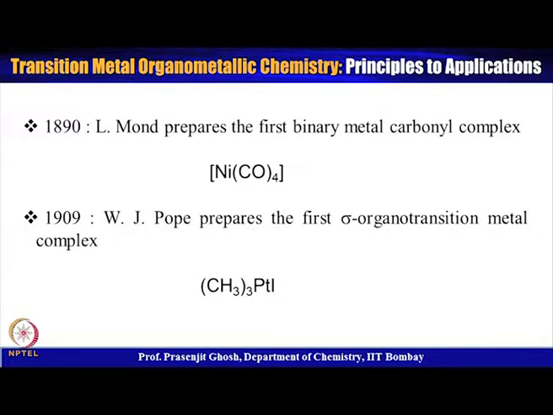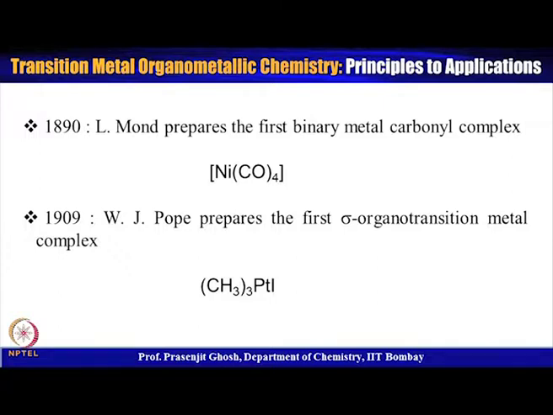In 1890, Mond prepared the first binary metal carbonyl compound in the form of nickel tetracarbonyl. This compound is very toxic and has to be handled with care. This discovery led to the formation of a big chemical company which later came to be known as ICI. In 1909, W. J. Pope prepared the first sigma transition metal complex in the form of trimethyl platinum iodide.